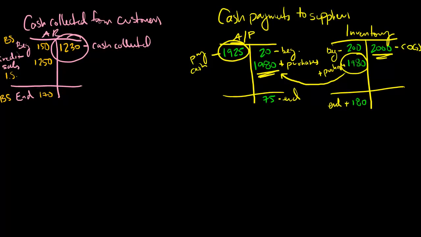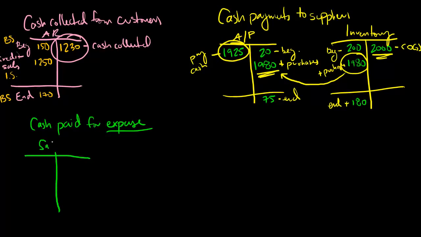We'll take one more look at this. So cash paid for expense. Now these expenses typically have payables assigned to them, so we'll look at salaries payable. Okay, so salaries payable starts with a credit balance, and we have the ending balance, which we got from the balance sheet.